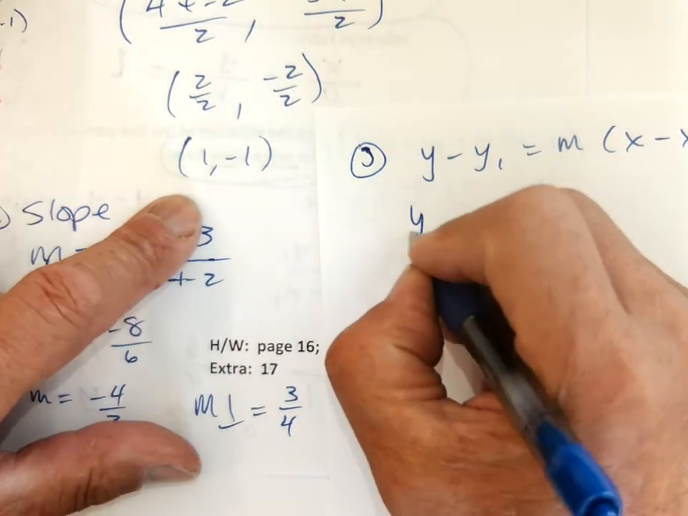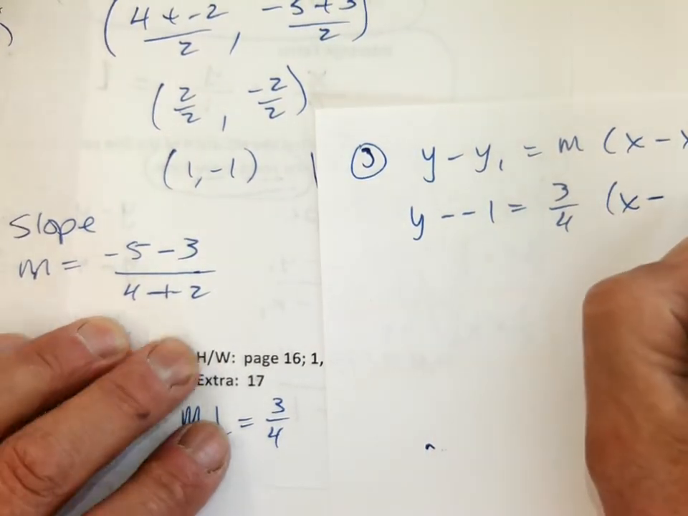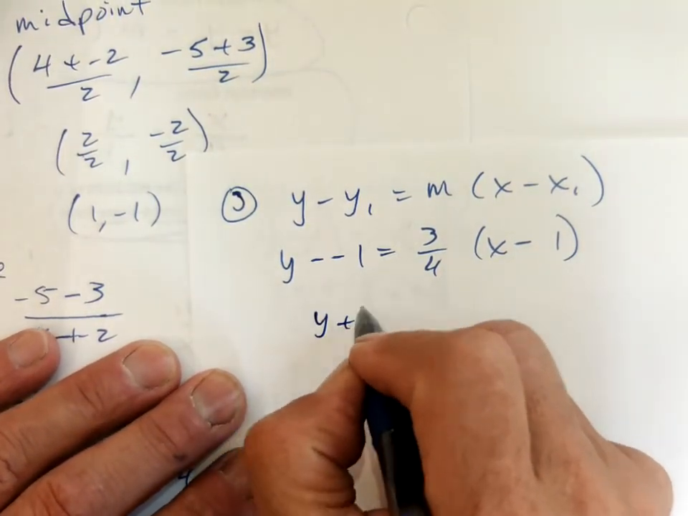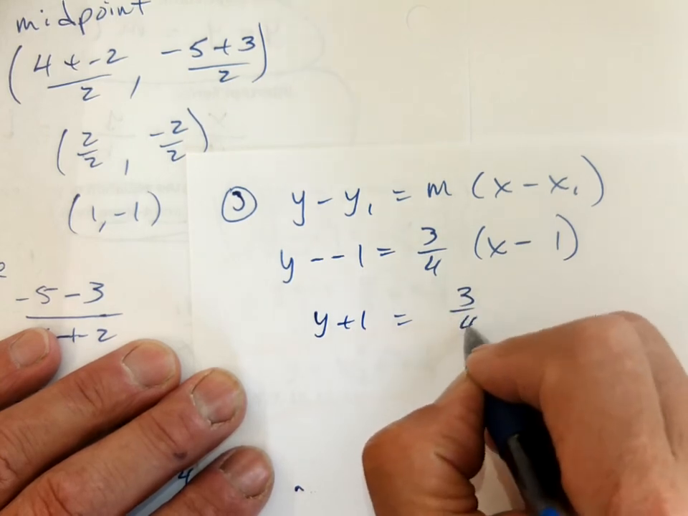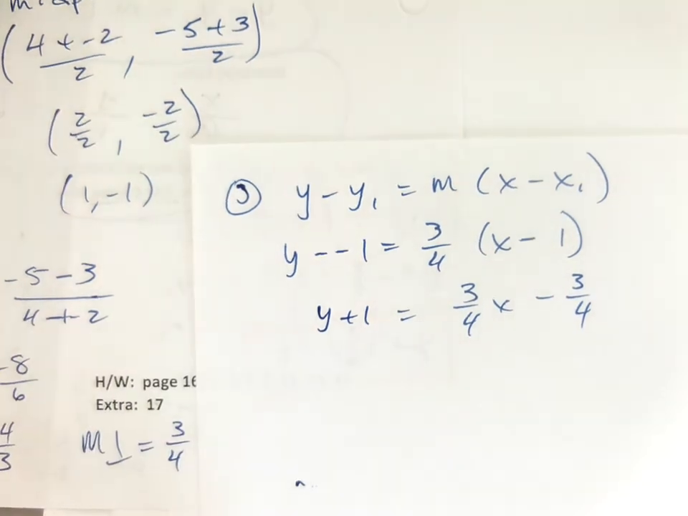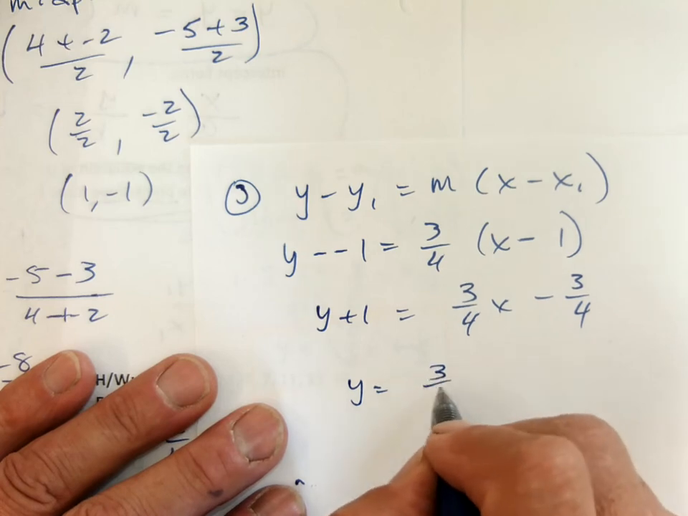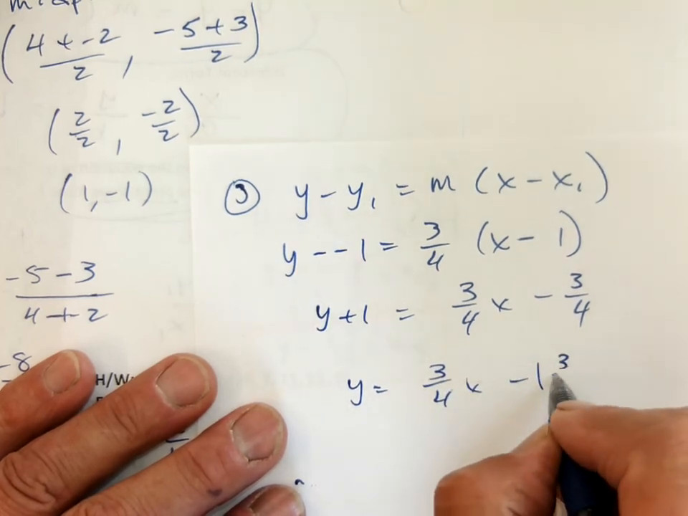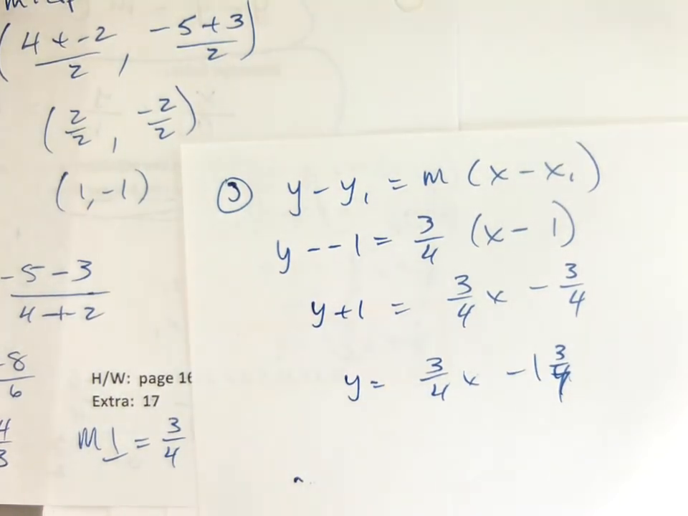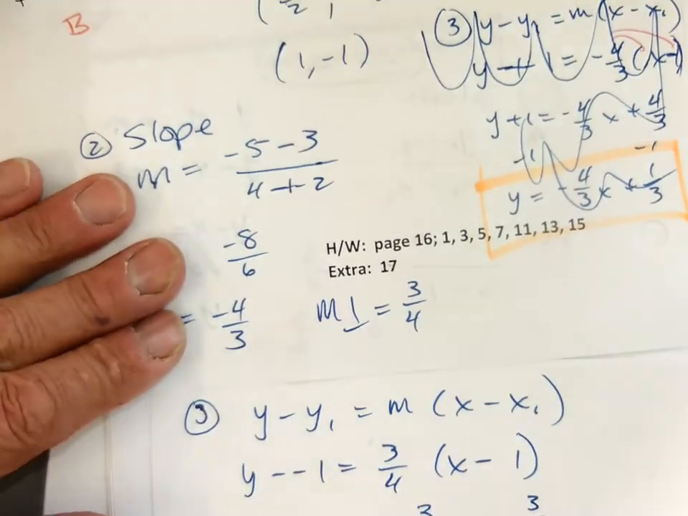So how about y minus 1 equals 3/4 times x minus 1. Okay, let's get a better answer. My bad. Y plus 1 equals 3/4 x minus 3/4, right? Minus 1, y equals 3/4 x minus 1 and 3/4 or 7/4. Whoops. Yeah, nice job. Better. Forgive me. Okay. So there is our homework.